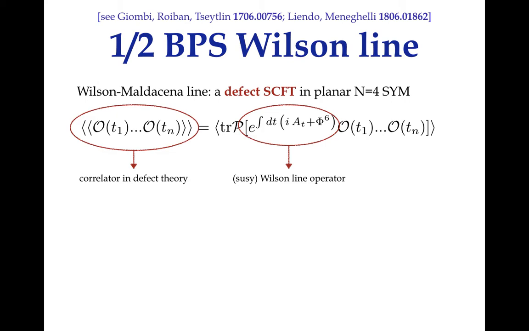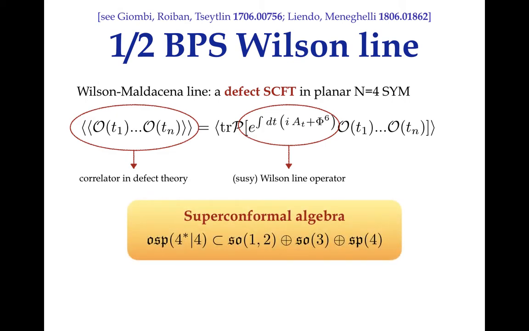And this theory, as I said, is superconformal, and the superconformal algebra it enjoys is OSp(4*|4), which contains three bosonic pieces: SO(1,2), corresponding to the 1D conformal group, SO(3), corresponding to rotations around the line, that's why it's called the transverse spin, and finally, it has an R symmetry Sp(4), which is isomorphic to SO(5).